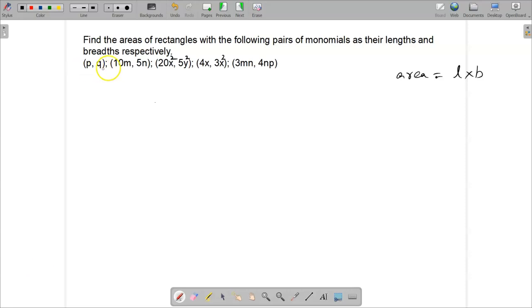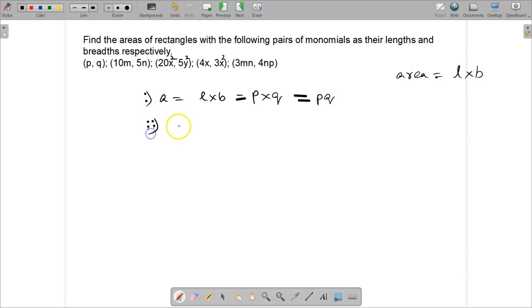So coming to the first problem, we have p comma q. So area is given by length into breadth. Here length is given by p and then breadth is given by q. So just we need to multiply these two terms. p is a different variable, q is a different variable. So we cannot combine these two terms. So just p into q is nothing but pq. So this is the answer for the first subdivision.